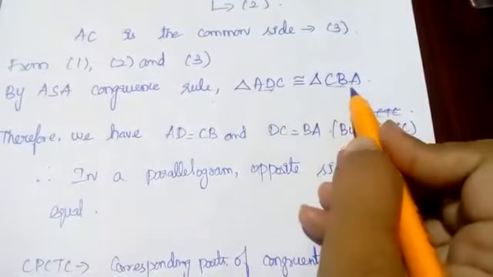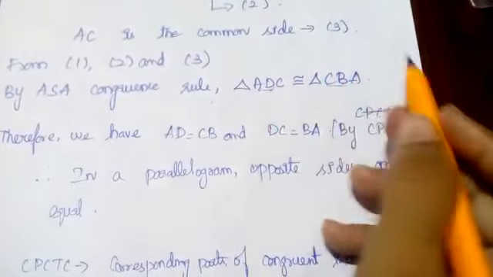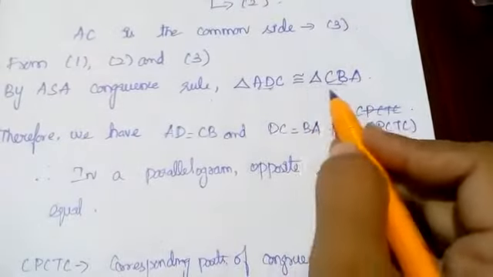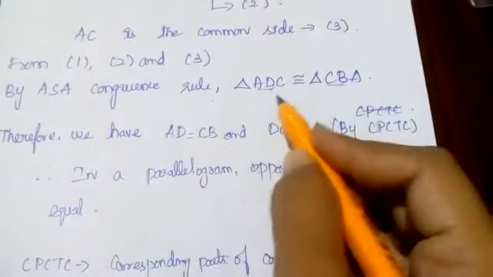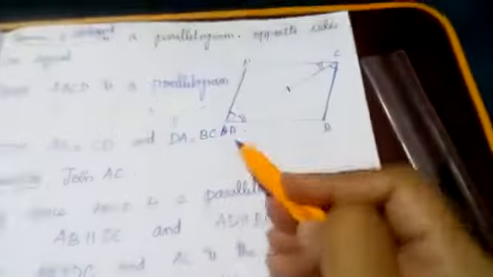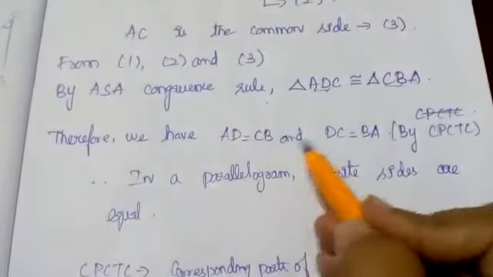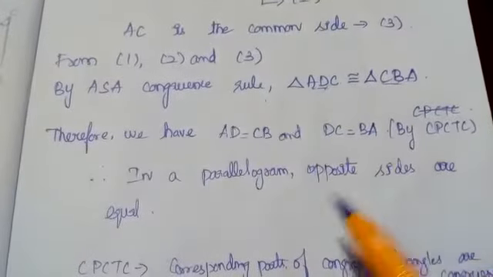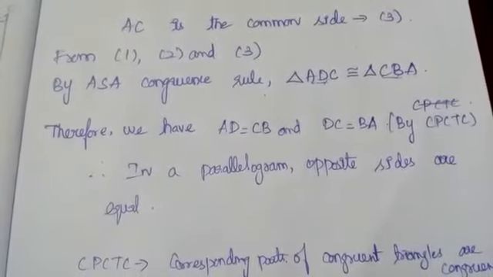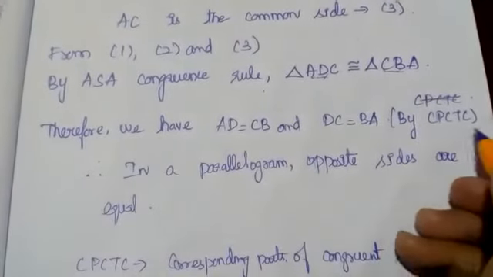Again I am repeating it. If two triangles are congruent, their corresponding parts are also equal. So using that we found AD is equal to CB, which is one pair of opposite sides, and the next, side DC is equal to BA, which is another pair of opposite sides. So we have proved that opposite sides in a parallelogram are equal by the CPCTC rule.